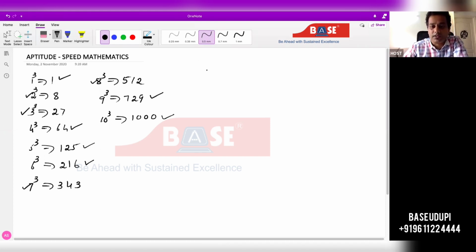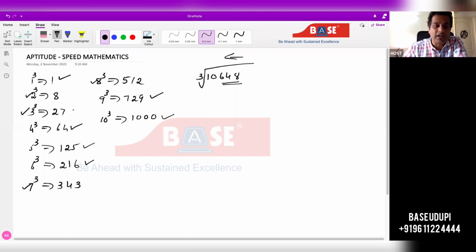Okay, so if I take the first example, a simple one, 10,648 is a cube number, finding the cube root of this particular number. What you need to do, right to left, remember, skip the last 3 digits to start with. Skip the last 3 digits of the number. What is left out is 10. You need to check 10 is between which two cube numbers.